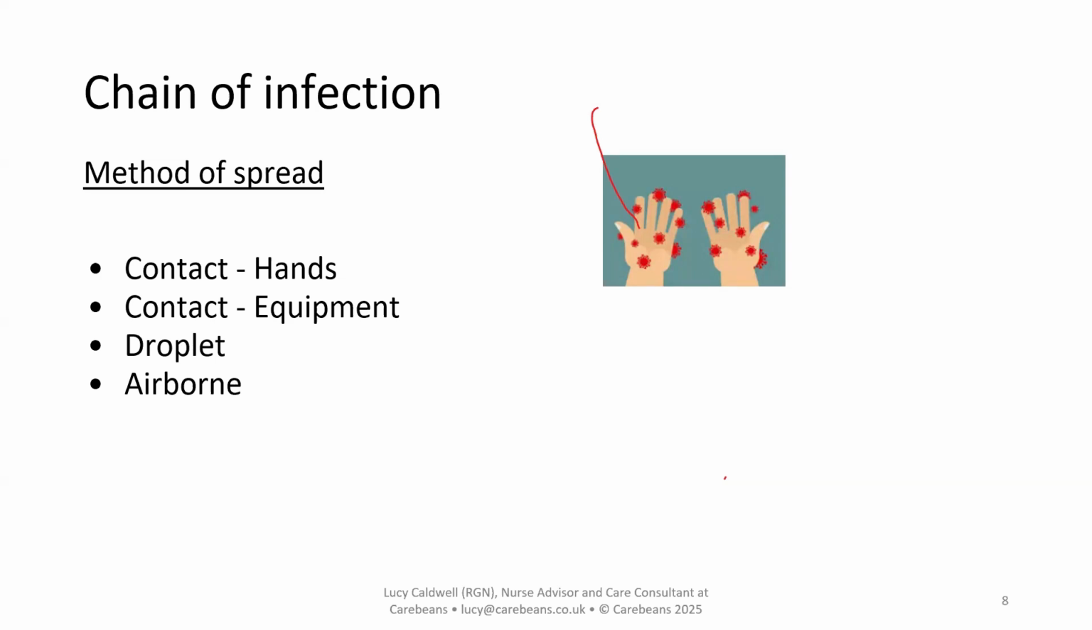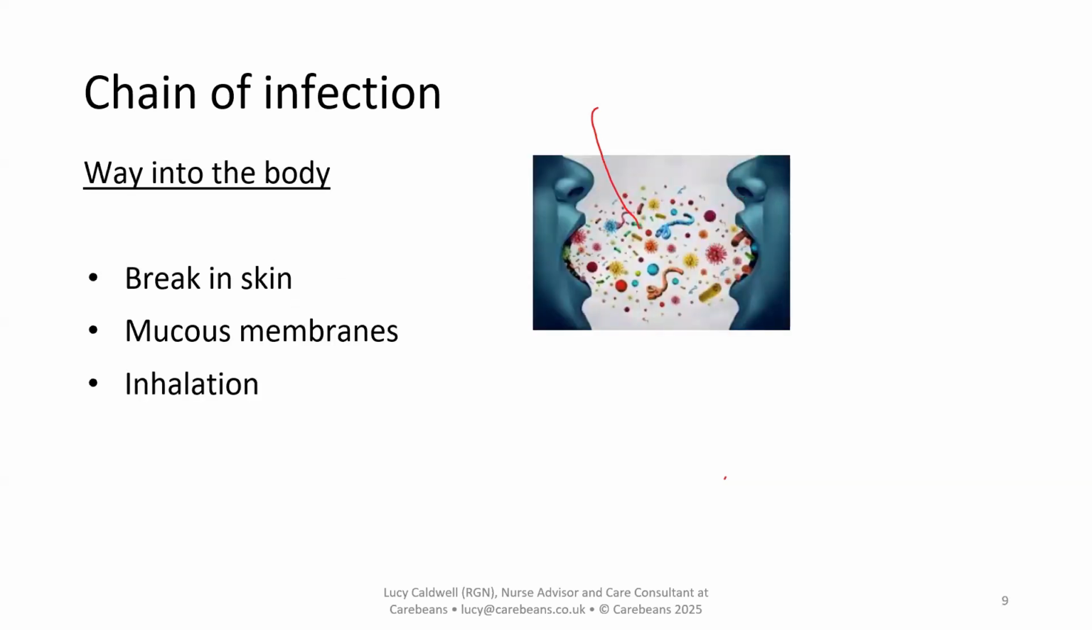And then, of course, it needs to find a way into another body. This is how it gets spread. So the ways into the body, again, are varied. If there's a break in the skin, that could be a wound or a cut of some sort, or a needle stick injury. If the skin isn't intact, if there's some kind of break in the skin, then that's how infection can find its way into the body. Also via mucous membranes, by which we mean the mouth, the eyes, the nose, and also inhalation, so breathing bacteria in as well.